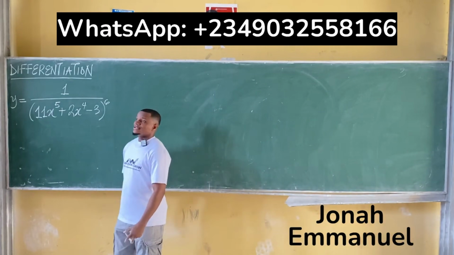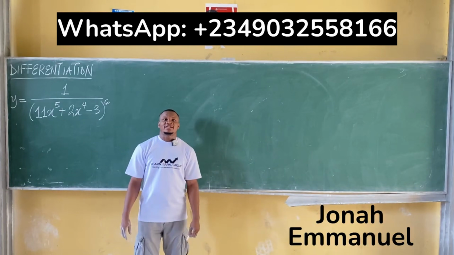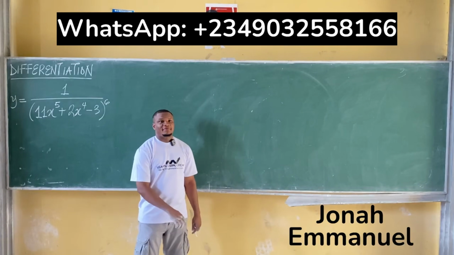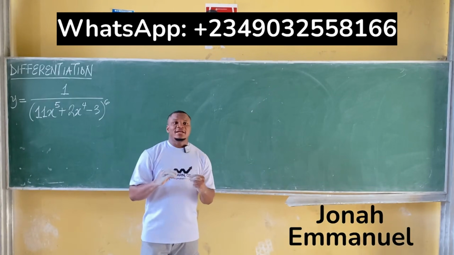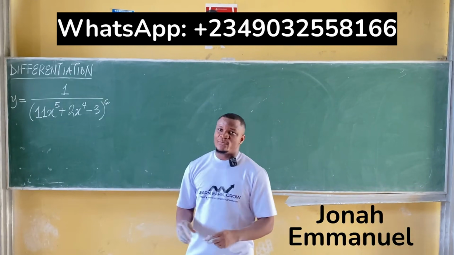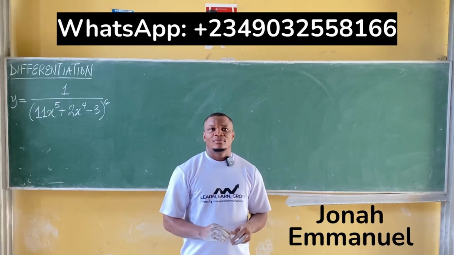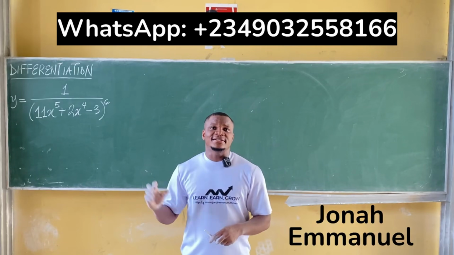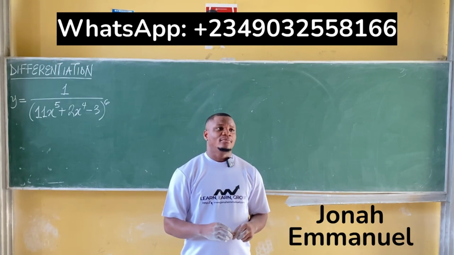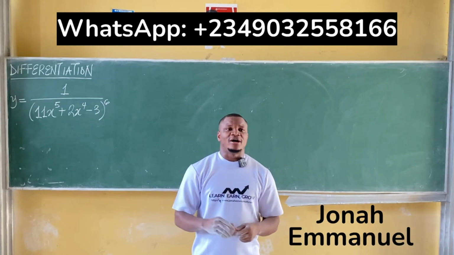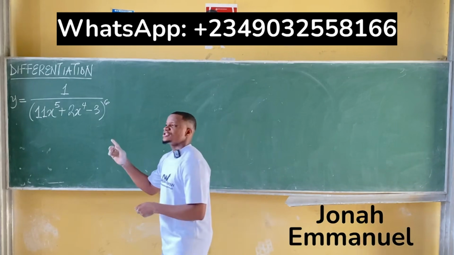So we have this. The task there is to find the dy/dx in this stuff here. Now listen, ordinarily, this is not a chain rule problem. Ordinarily, this is a quotient rule problem. But then, let's juggle it around. Let's play with it. How do we make this a chain rule?